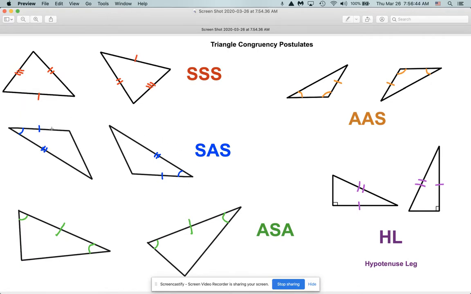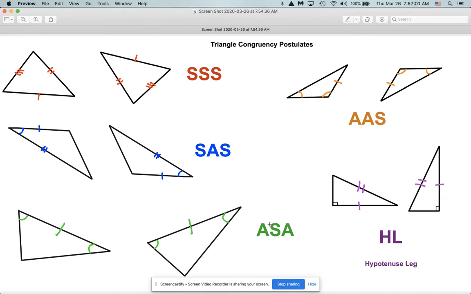Again, to speed up a little bit, we also had side, angle, side, where we have to make sure that the angle is formed by the two sides that are congruent, or it's in between those two sides. If it was one of these two outside angles, it would not work. Side, side, angle does not work.